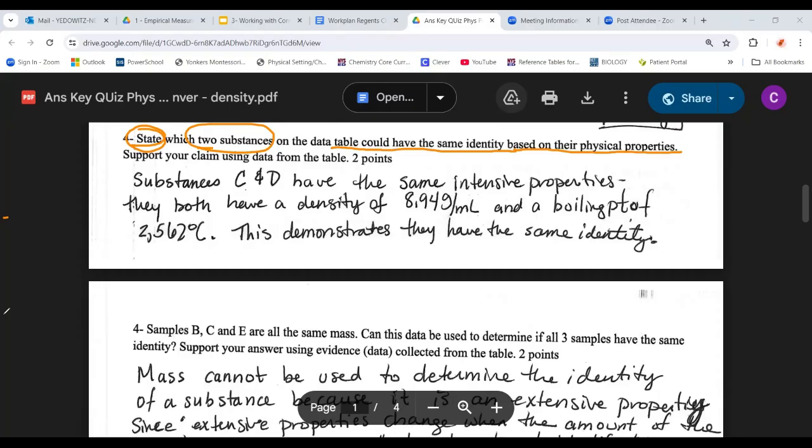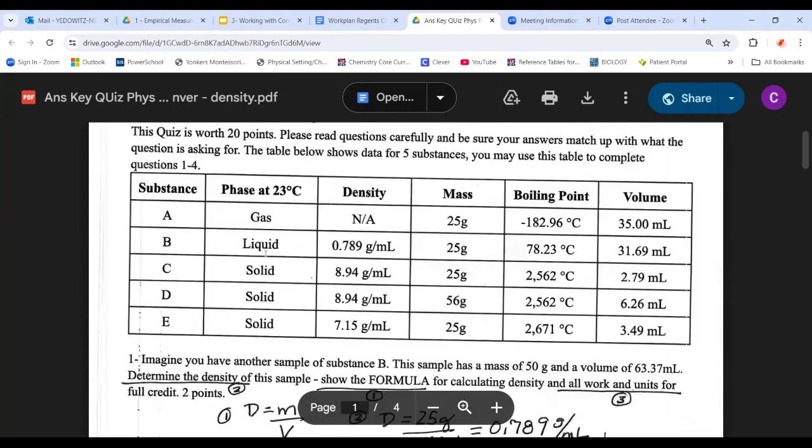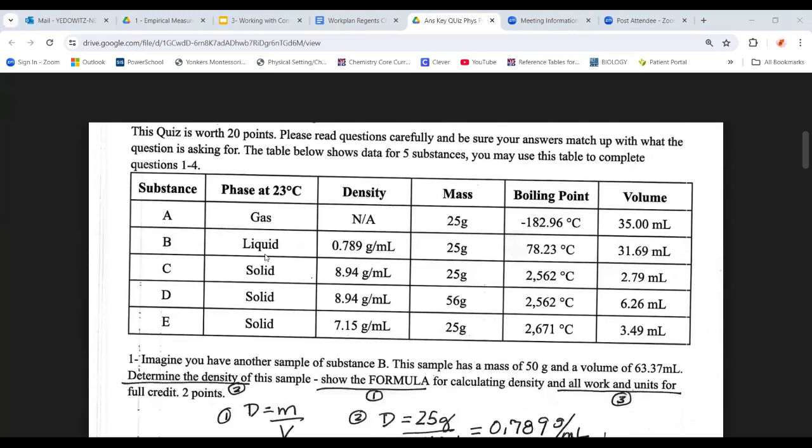So another question I got during the quiz, which was like, what are those things on the data table? So let's scroll up for a second. These things up here, let's change colors for a sec, right? Phase, density, mass, boiling point, volume. These are physical properties. That's what they are. Okay, they have names. They're physical properties. These are different types of characteristics of substances I can observe and measure. That's the definition of what a physical property is.